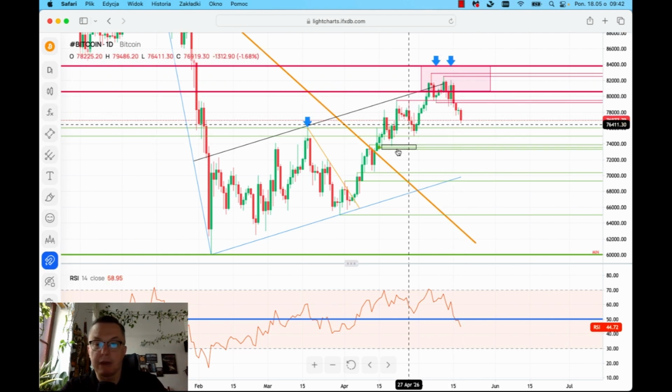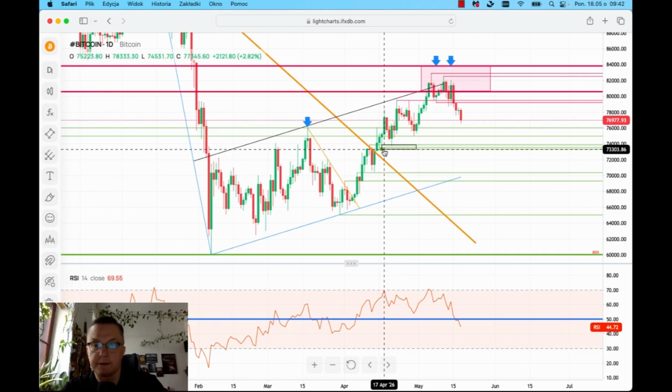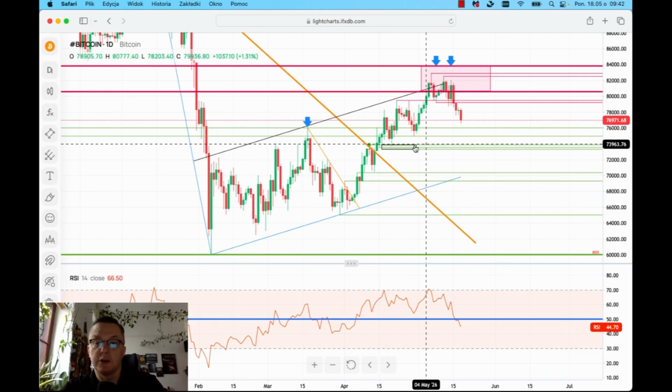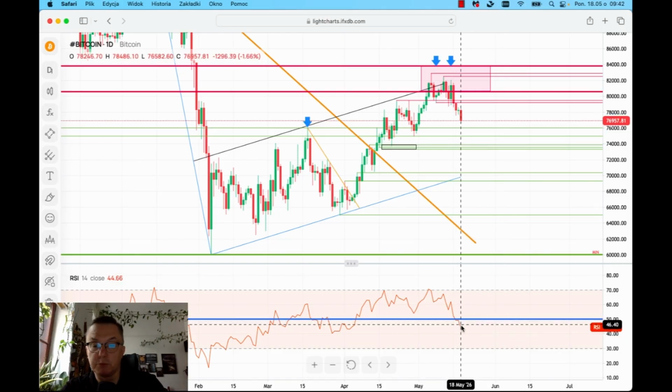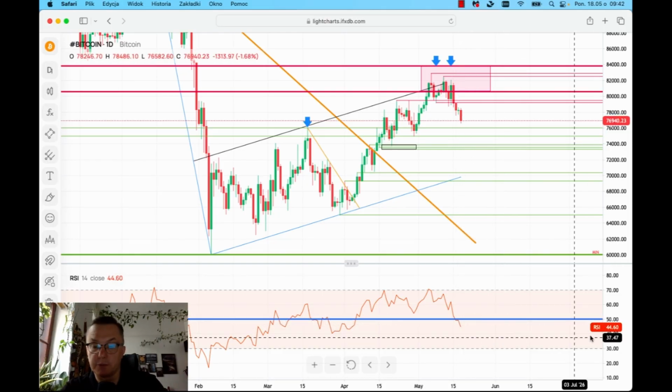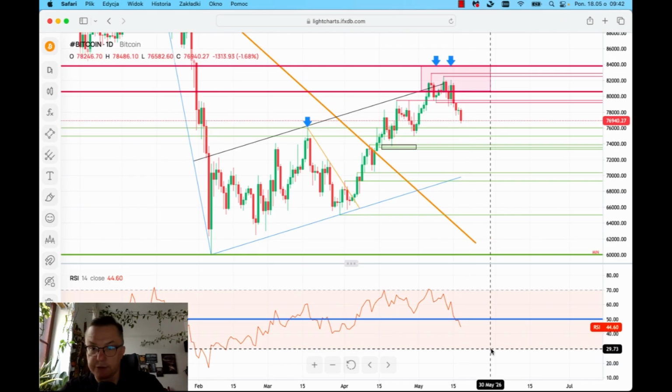The demand zone is way below the level of 7,400, right? So this is this little demand zone here. That's the next target for the bears. As you can see, on the momentum, it broke below the level of 50, right now 44 points, but there is a long road towards the extremely oversold conditions.